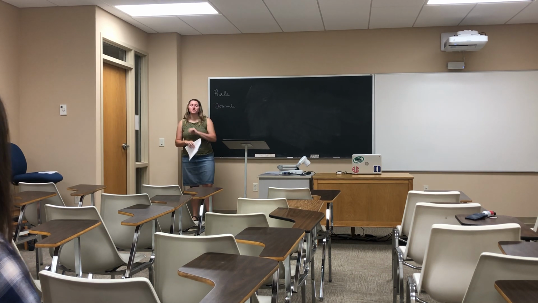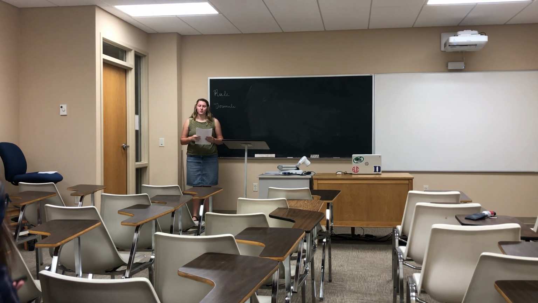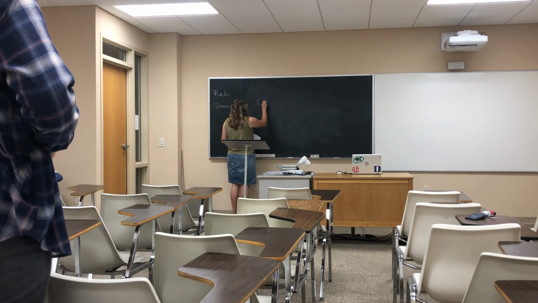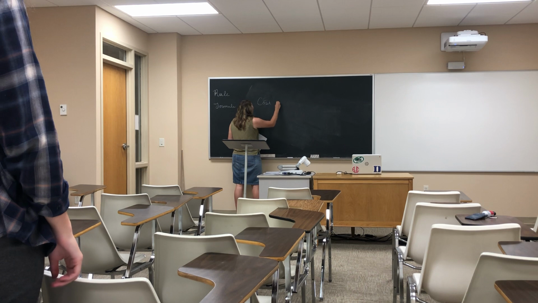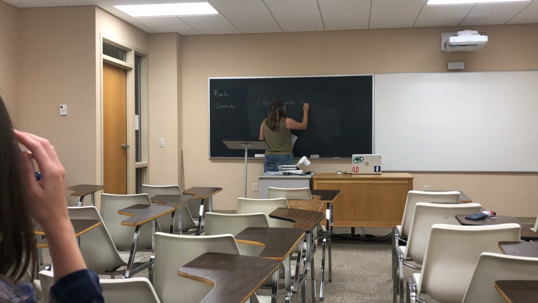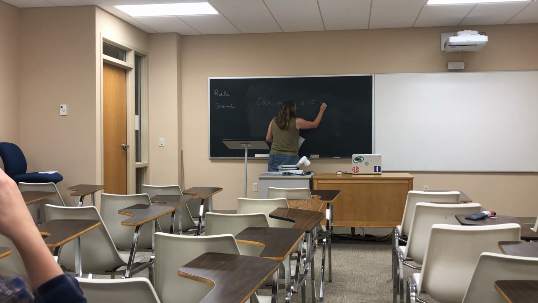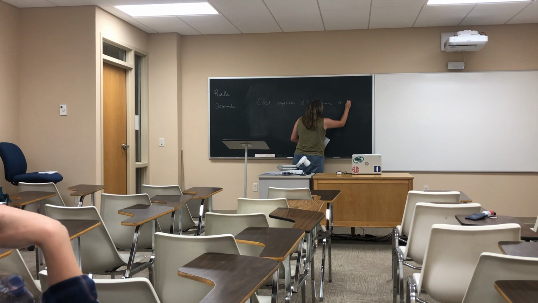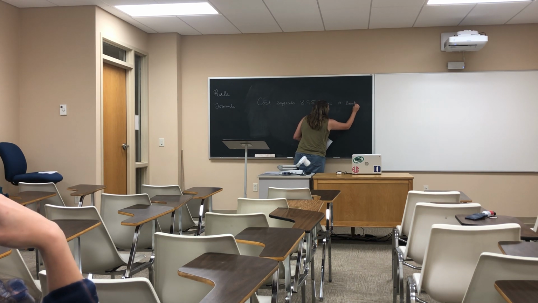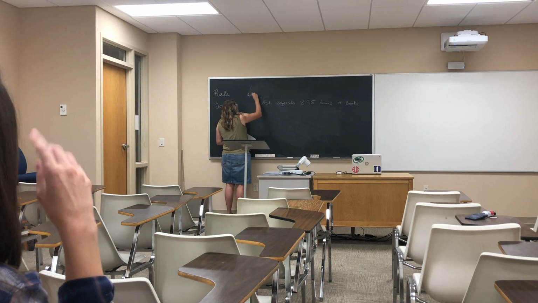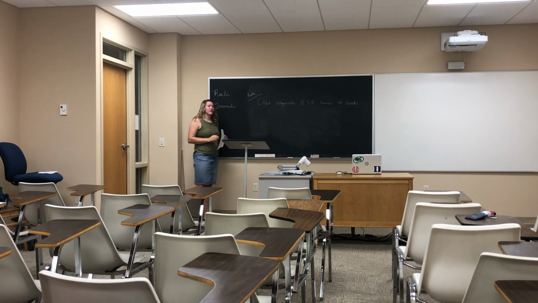So what did your rule say, Emma? What did you come up with for your rule? Cost equals 8.95 times the number of books. Cost equals 8.95 times number of books. Is that right? Yeah. So that is our rule. I'm going to label this right here as our rule so we know what it is.